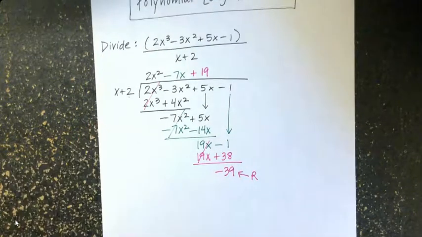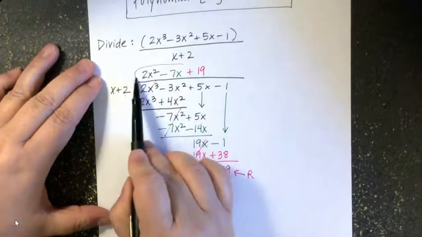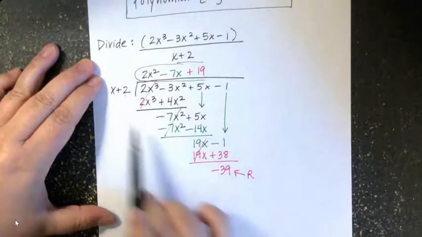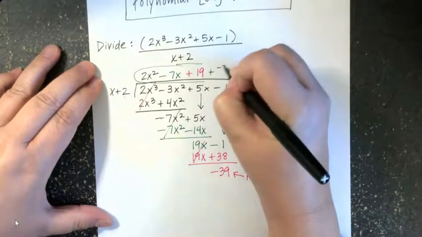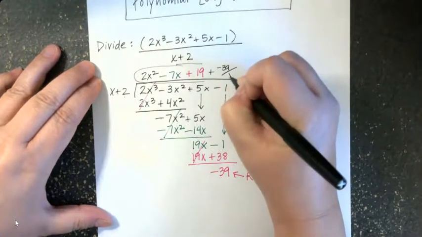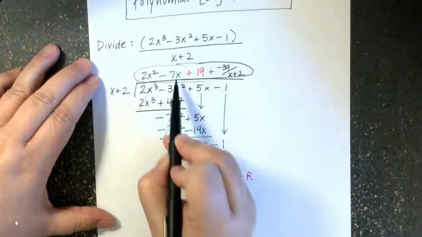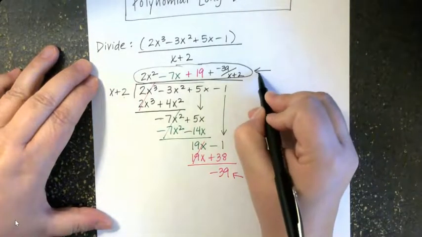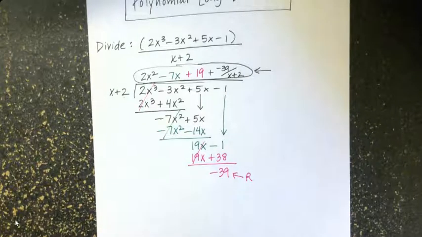So I'm done, and I can rewrite my answer as the quotient plus this remainder over the divisor. I'm going to go ahead and write that up here. Plus negative 39 over x plus 2. That's my answer. Okay, one thing I want to point out here, because this becomes crucial in certain problems. Notice that everything lines up vertically.